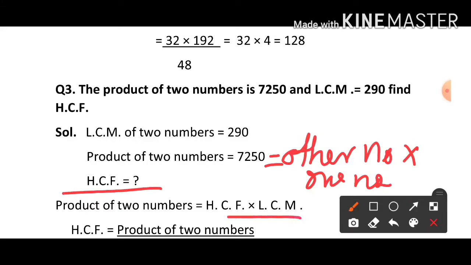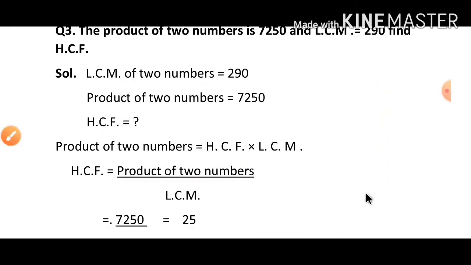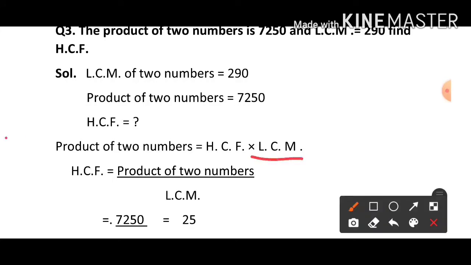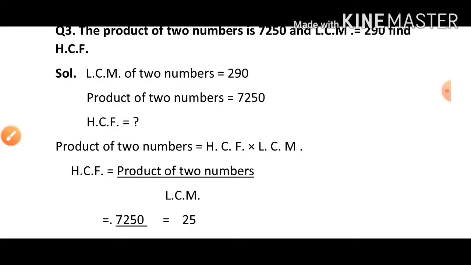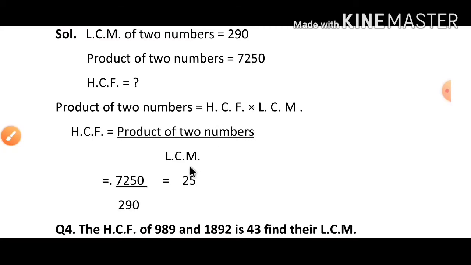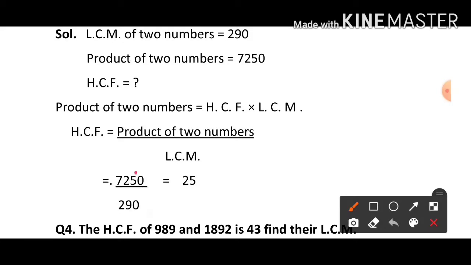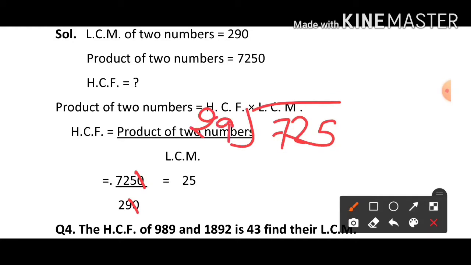So you can see the property is that the product of two numbers is equal to HCF into LCM. Here in this question we have to find the value of HCF. So how can you find? Here LCM is given in multiplication, so if we take it to the left hand side, we change it into divide. Now put the values. Product of two numbers is given as 7250, LCM is 290. Now divide this. You can cancel 0 by 0. Now here 725 is left and you have to divide it by 29. If you divide it by 29, you will get the answer as 25, which is the HCF of the two numbers.